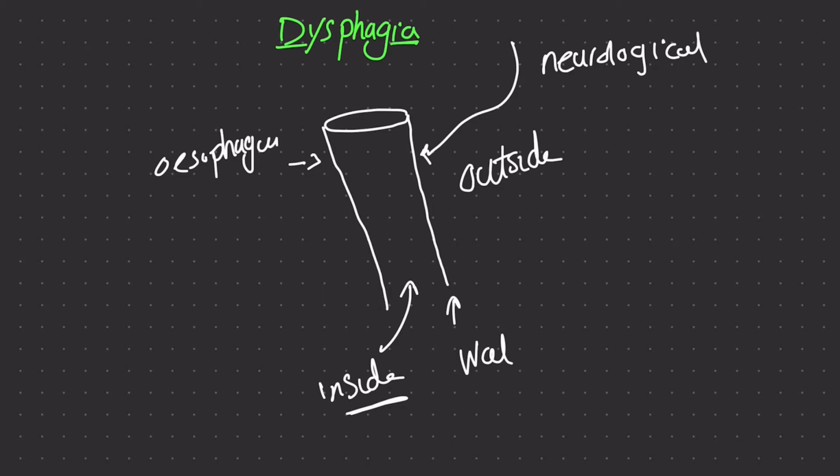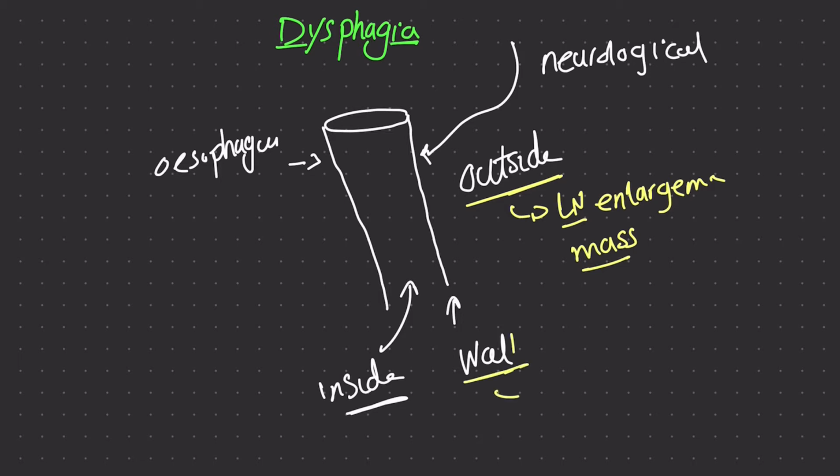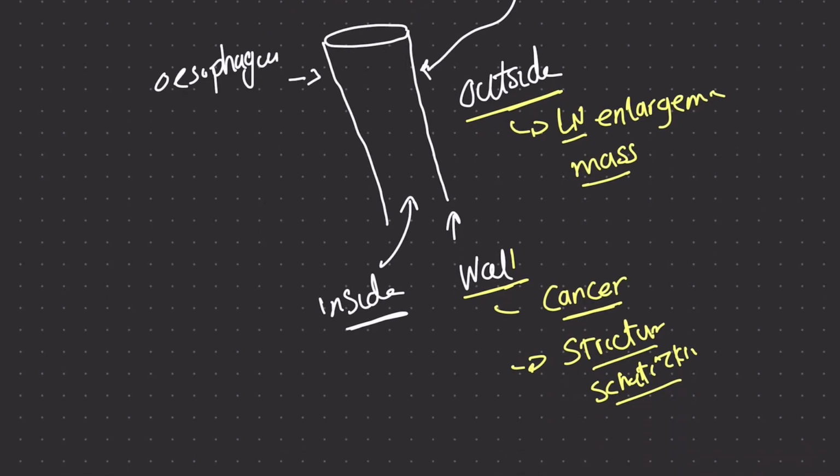From outside, you might have two things: either a lymph node enlargement or any mass that compresses on the wall of the esophagus, leading to chronic dysphagia. From the wall itself, you might have cancer. It might be a stricture caused by something called a Schatzki ring. It might also be a motility disorder.